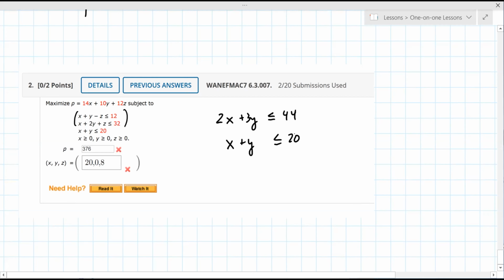So I'm going to try graphing these and see if we come up with something similar to what we've been doing in the previous problems. Hopefully this has got a nice bounded region here. 2x plus 3y greater than or equal to 44, and then x plus y greater than or equal to 20. Okay, so far that's looking good. And then x less than or equal to 0, y less than or equal to 0. Okay, we got something here that could be useful. So let me get this snipped in.